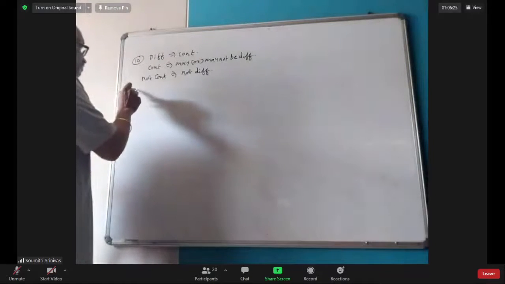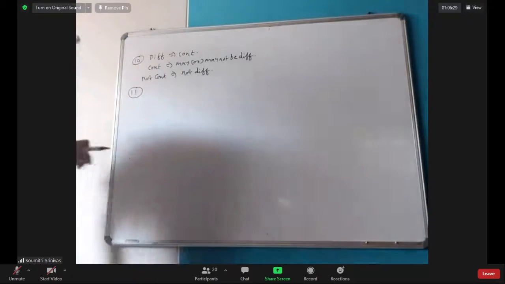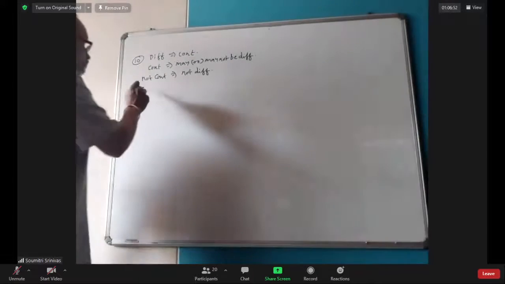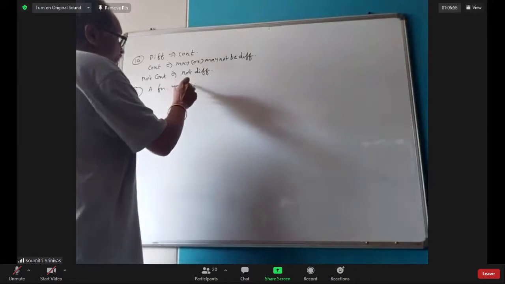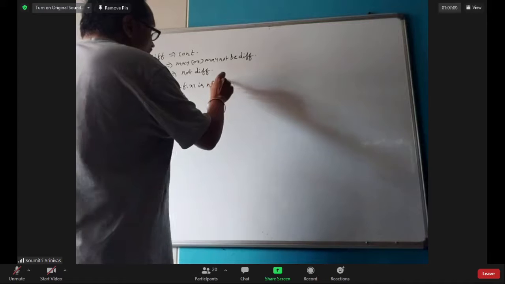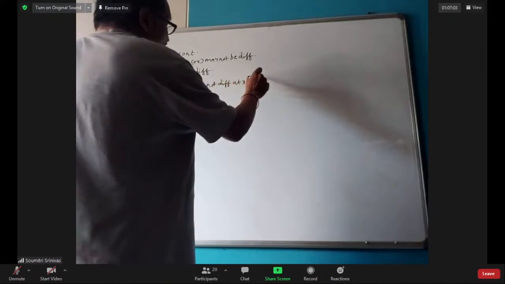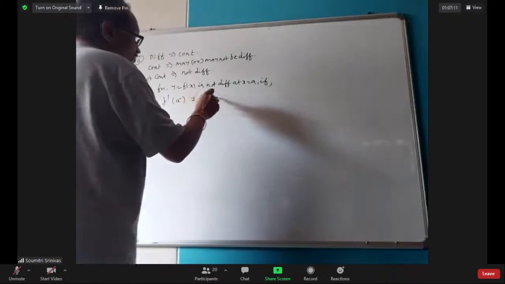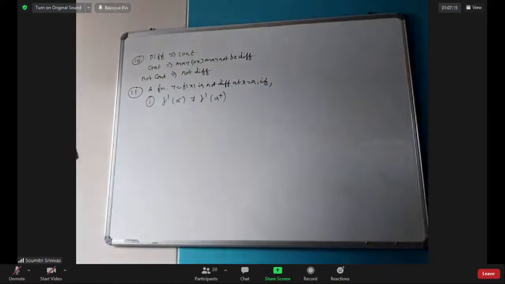How do I find out the points where a function is not differentiable? Look for sharp-edged points in the graph. But can you say which are sharp-edged? If I give any function, can you draw the graph? No. Then check for points of non-continuity. A function is not differentiable at x is equal to a if: 1, f dash of a minus is not equal to f dash of a plus. Agreed?